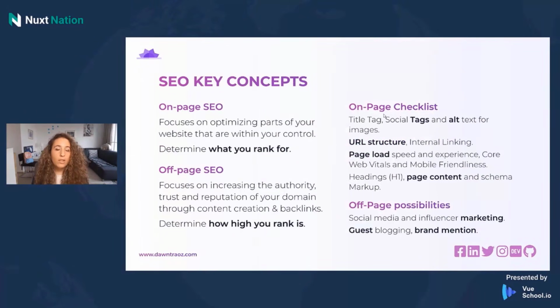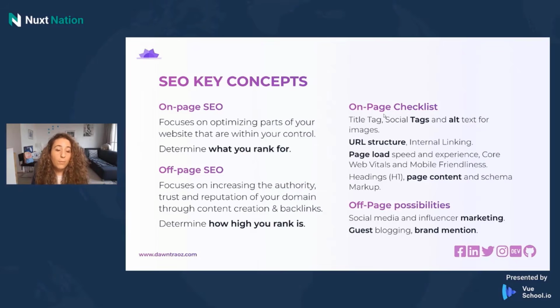So the key concepts that you need to have in mind are on-page SEO that focuses on optimizing parts of your website that are within the control of the developer, because you can change it, and also the content editor, because they can create content in your site. So that determines what you rank for. For example, if you are talking about technology, you are ranking for technology.